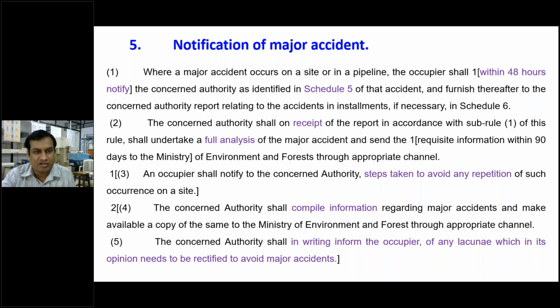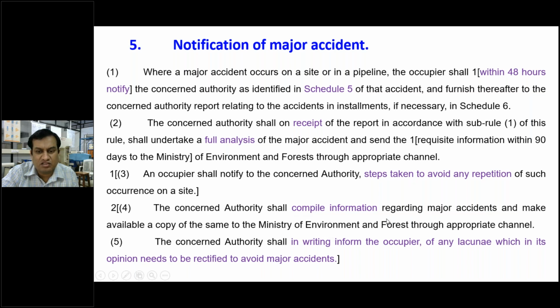So these are the different steps under this notification: after a major accident occurs, within 48 hours you have to report to the concerned authority, with the guidelines given in Schedule 5. The concerned authority, after receiving this Schedule 5 or the total report, is going to carry out a full analysis of this major accident. Then the steps taken to avoid this repetition should be checked by the concerned authority.